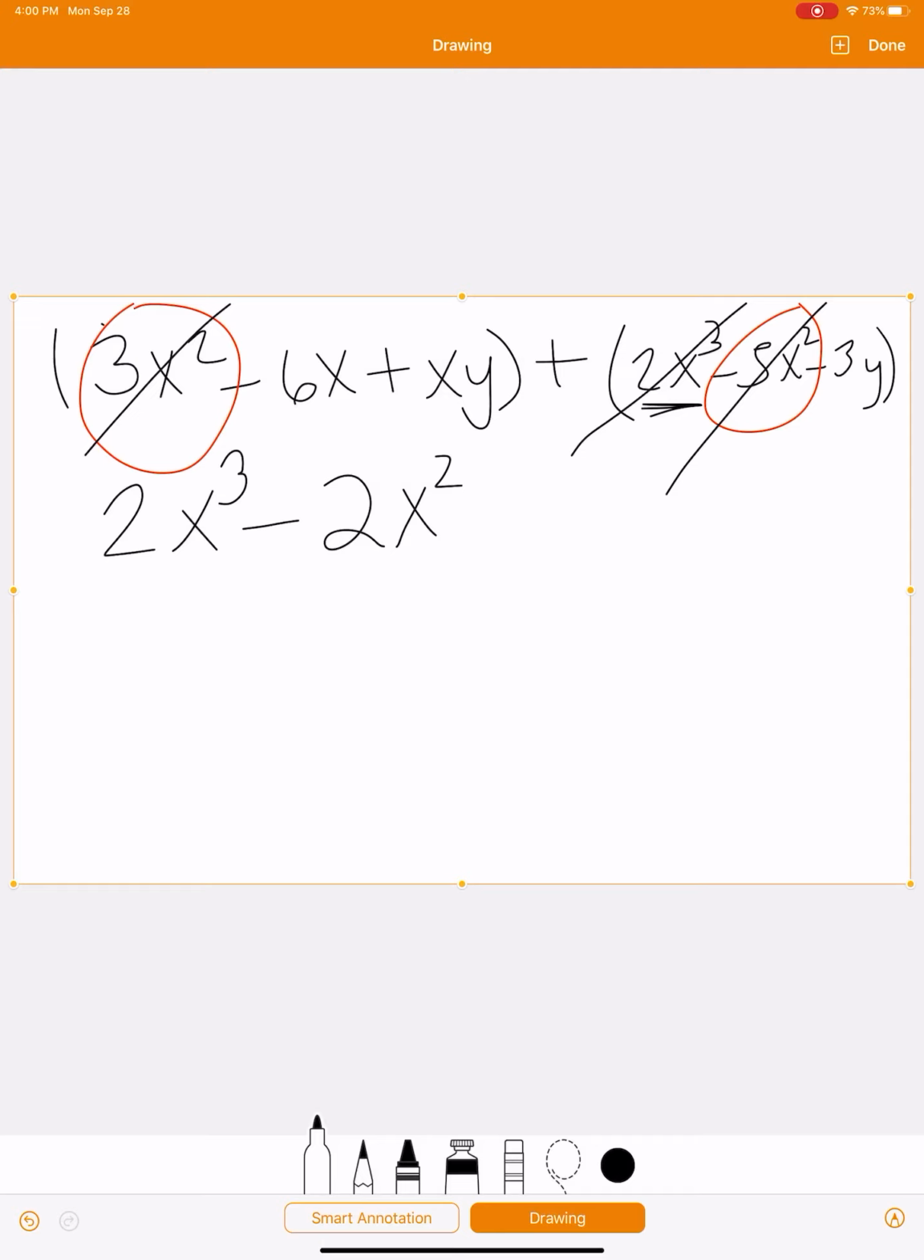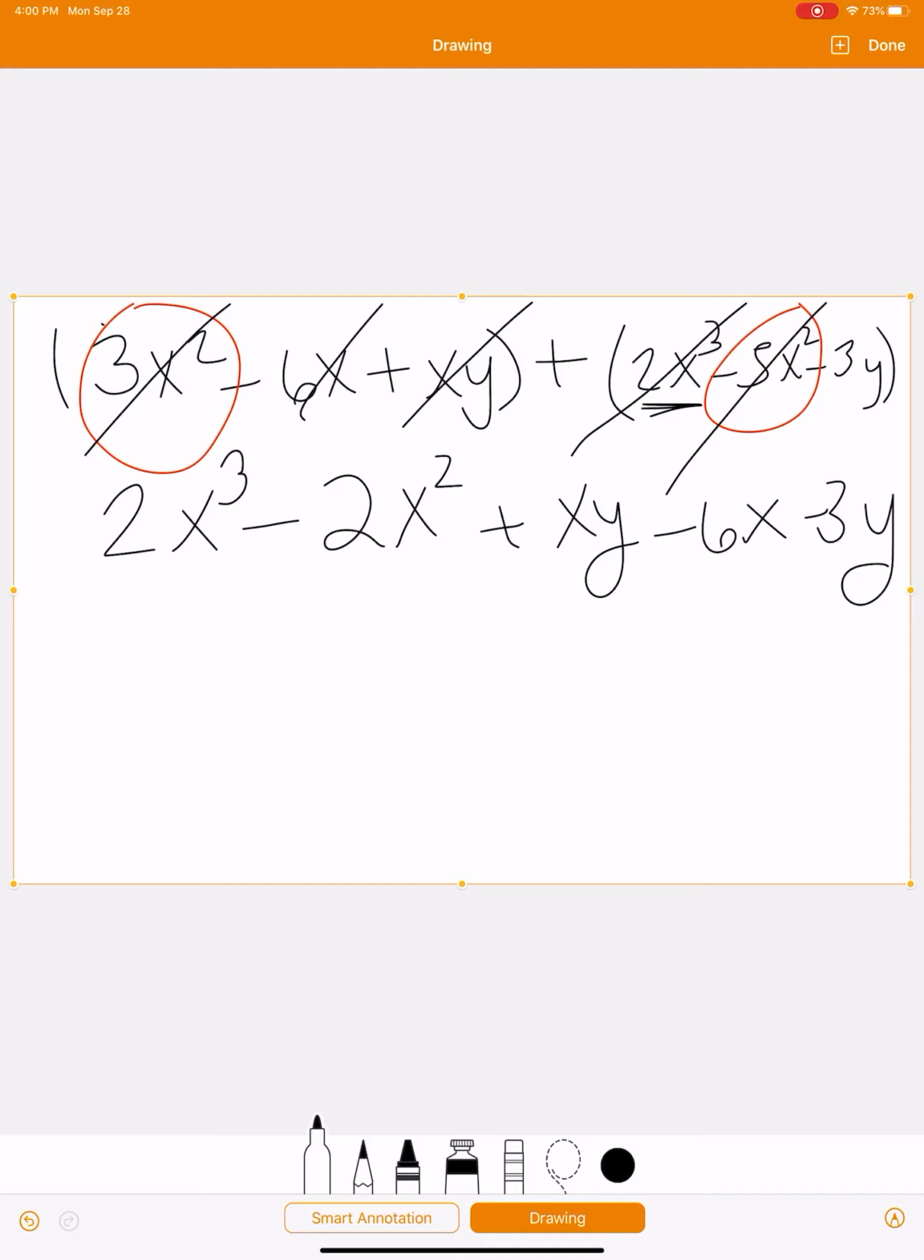So then what I have left, they're all in the same power, so it doesn't really matter what order you put them in. I'm going to choose to just put the xy next. So I got rid of it. And then minus 6x, got rid of it, and then the minus 3y. And although it looks very, very long, this is the most simplified version of this polynomial because there's no more like terms.